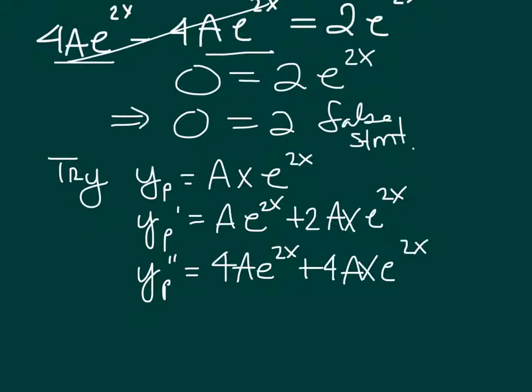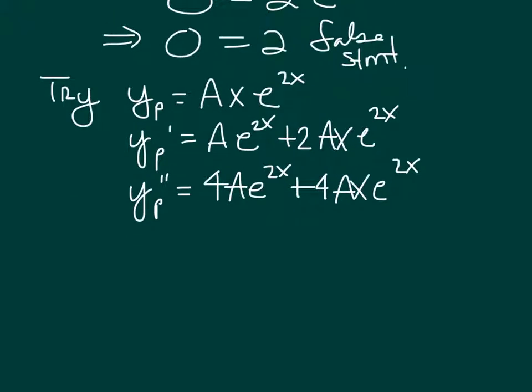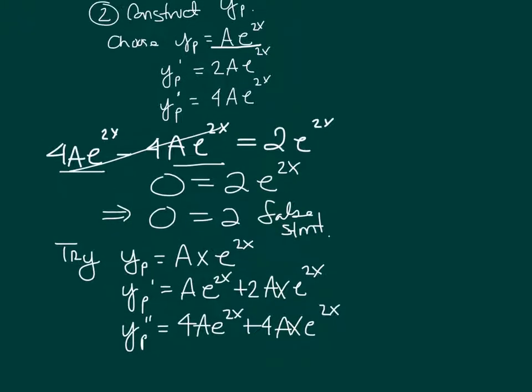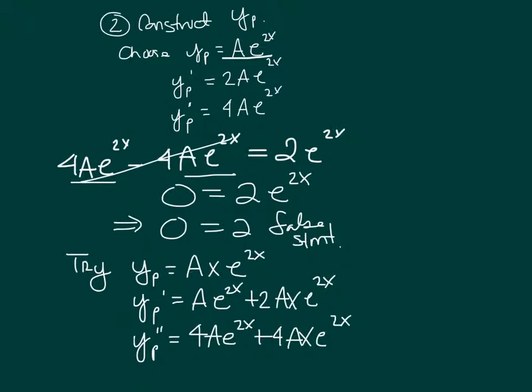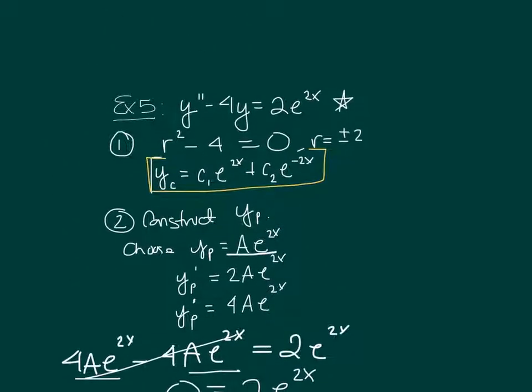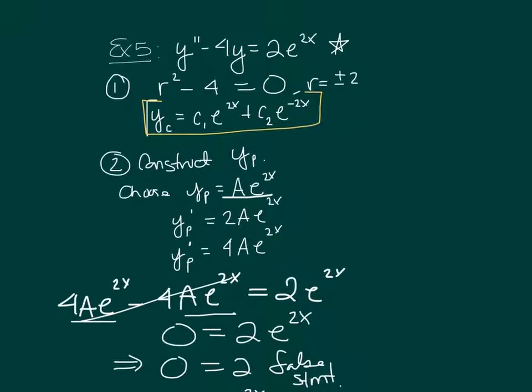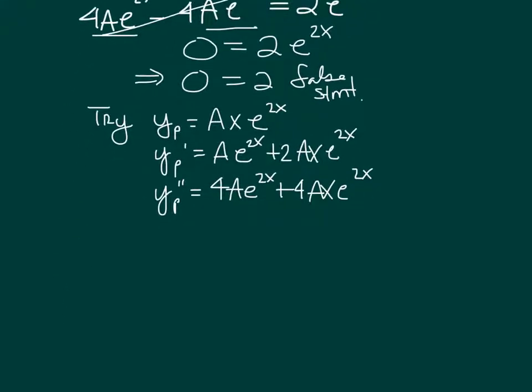Okay, so now let's substitute these back into our original equation. And so when we do that, let's see, I already forgot my differential equation. So y double prime minus 4y. So y double prime, okay, is this guy.